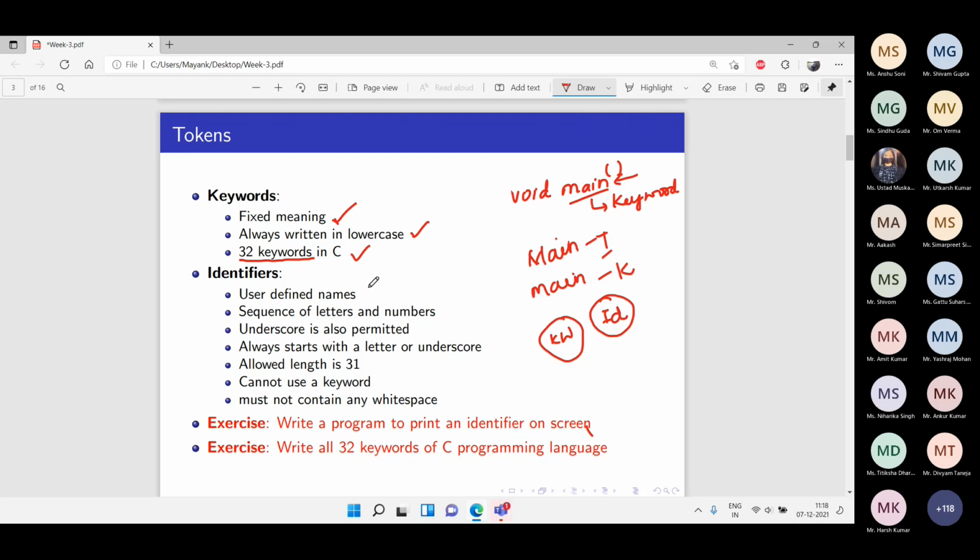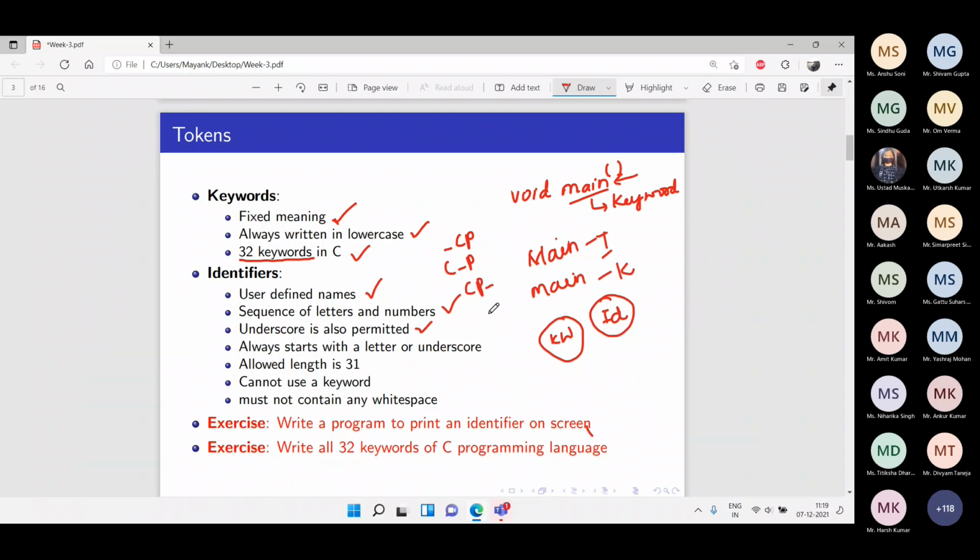Okay. So these are user defined names. We'll use identifiers for sure. Whatever we define, it is a sequence of letters and numbers. And underscore is also permitted. This means only one special character is allowed. So if I say _CProgramming, this is an identifier. C_programming, this is an identifier.